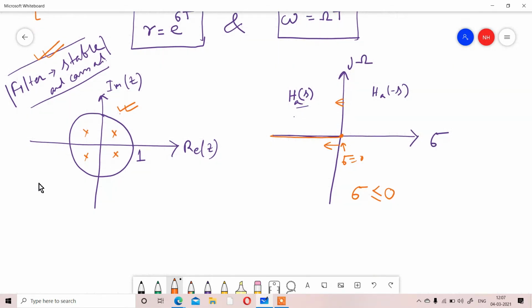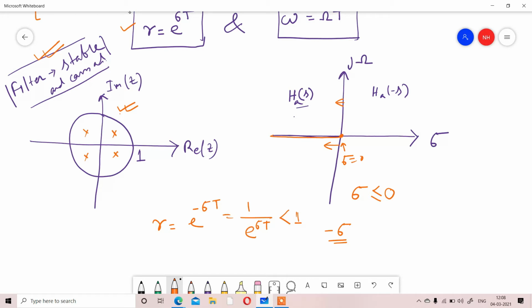So simply, if we replace sigma with any negative value, means negative sigma in the real part, what are we getting? r equal to e to the power minus sigma t, means simply 1 by e to the power sigma t, that is obviously less than 1.